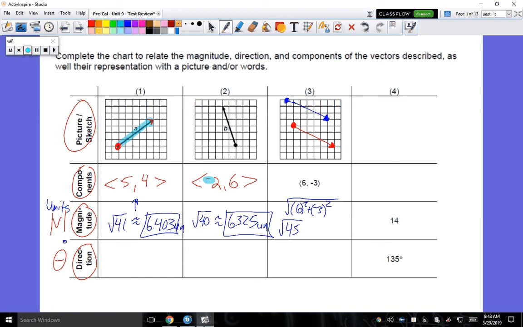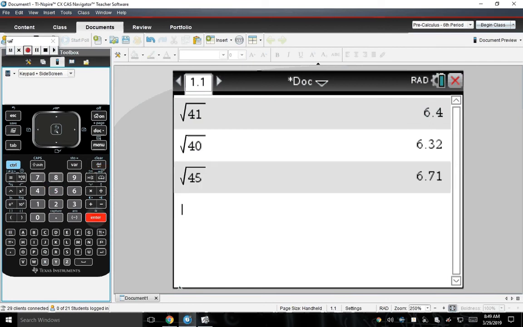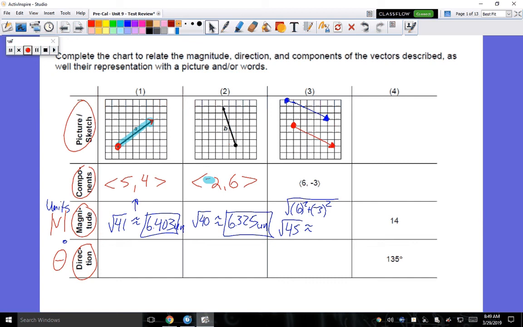And let's see what we get with root 45 to 3 decimal places. Okay, so root 45 in the calculator is going to give us something that looks like 6.708 units. So we'll just put UN for units. Unless it had feet, you put FT, so on and so forth. Miles, you put MI, and so on and so forth.